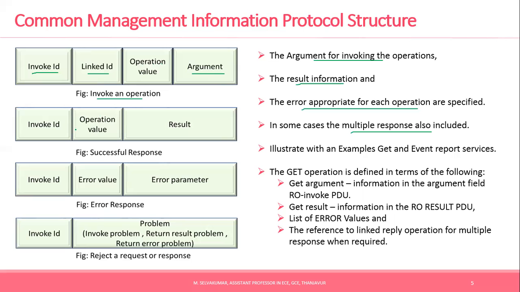Now invoke ID, successful response. If the invoked operation, that is the operation requested for the managed objects, is successful, then the result gives a successful response to the managing system. Otherwise, the invoke ID or error value is displayed. As we already discussed in the previous lectures, there are several errors.